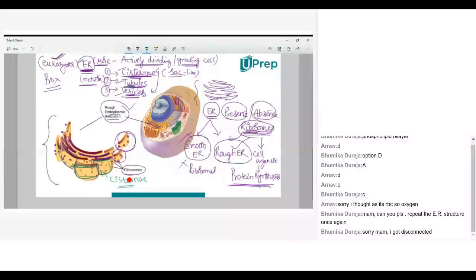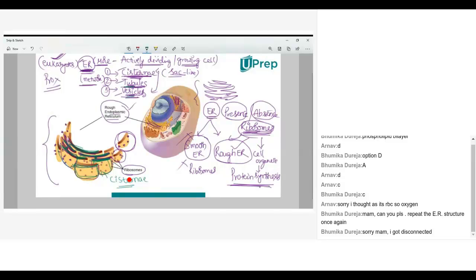Then tubules are the tube-like structures which connect different cisternae. If this is one cisterna and this is another cisterna, both are connected by tube-like structures. Shading with blue so that you can differentiate. These tube-like structures which connect the cisternae are called tubules.